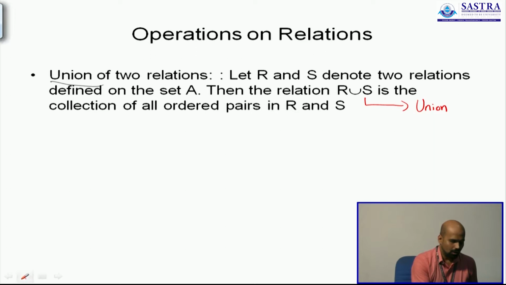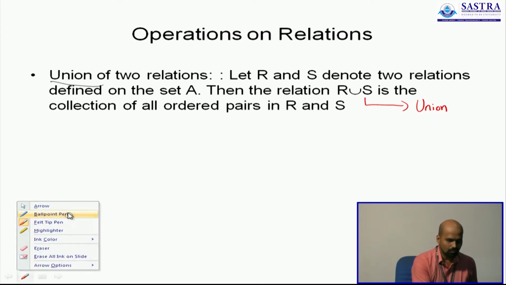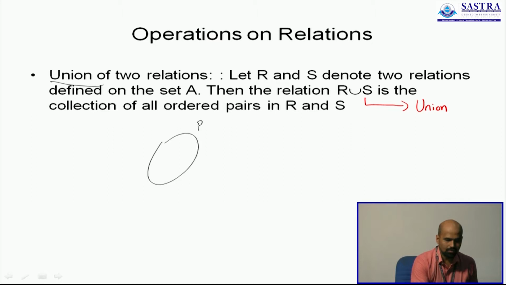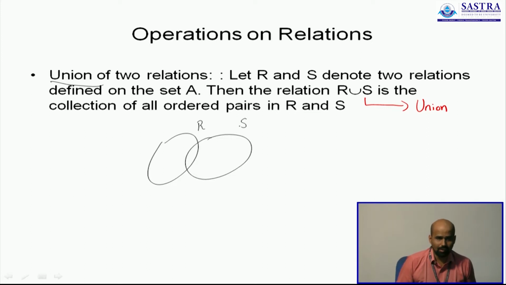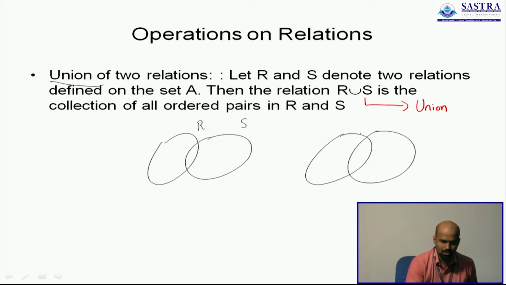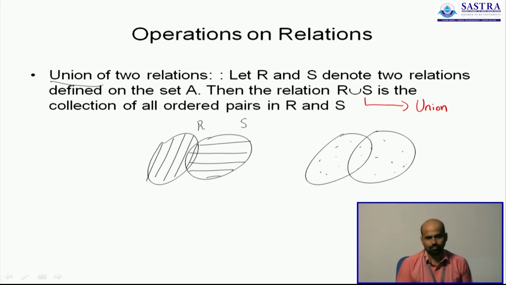So if you can imagine set R to be this and set S to be this, they may or may not have any elements in common, but R union S will include all elements here. If I indicate R by vertical stripes and S by horizontal stripes, then the union is all of this, the ones I indicate by populated dots. So whatever concept we learned under the idea of the union of two sets can also be extended to the union of two relations.